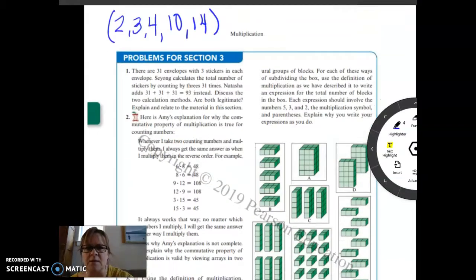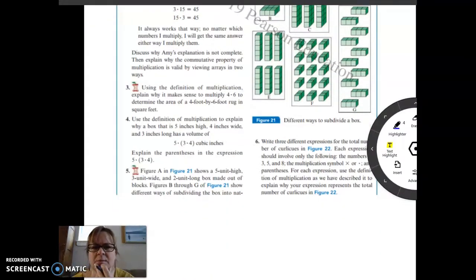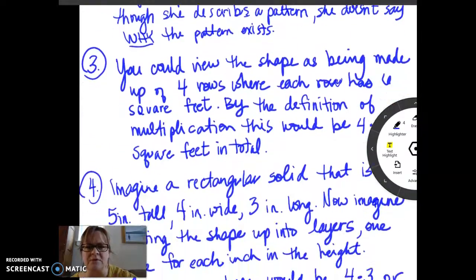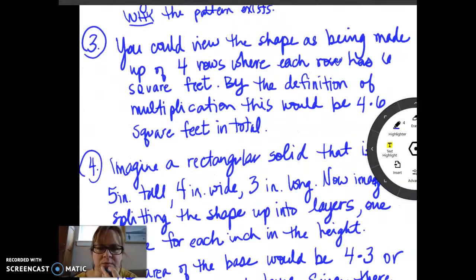All right, and then we also did number 3 and 4. In number 3, we had to use the definition of multiplication to explain why it makes sense to multiply 4 times 6 to determine the area of a 4 by 6 rug in square feet. You could view the shape as being made up of 4 rows, where each row has 6 square feet. Simply by the definition of multiplication, this would be 4 times 6 square feet in total. 4 rows is our number of groups, and 6 is the number in each group.